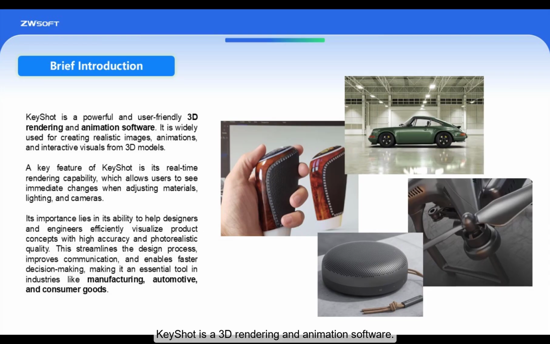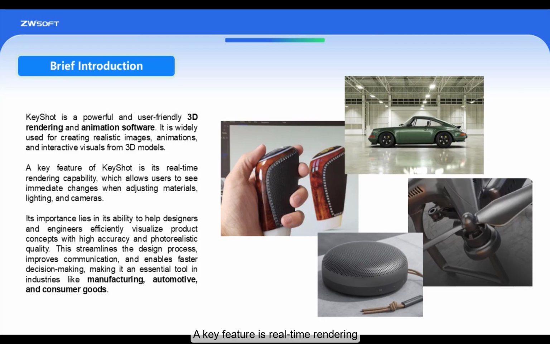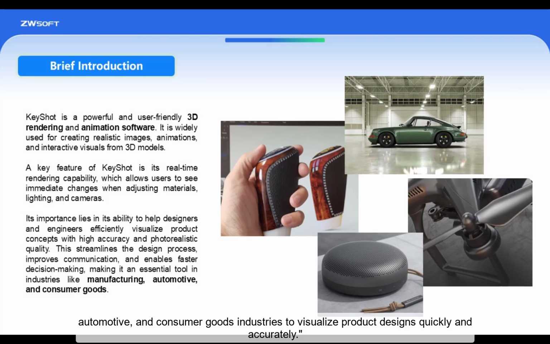KeyShot is a 3D rendering and animation software. It is powerful and easy to use. It helps create realistic images and animations from 3D models. A key feature is real-time rendering. You see changes instantly when you adjust materials, lighting, or cameras. It is widely used in manufacturing, automotive, and consumer goods industries to visualize product designs quickly and accurately.